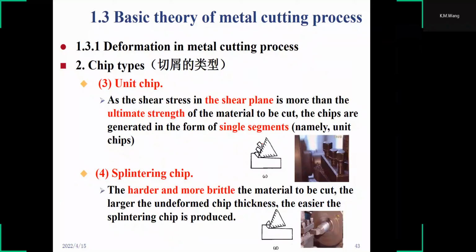It is found easily when metal with poor plasticity is cut, and the cutting condition has a low cutting speed, larger undeformed chip thickness, and smaller rake angles. This unit chip is different from the ribbon chip and the crack chip. The unit chip often happens with materials with low plasticity.